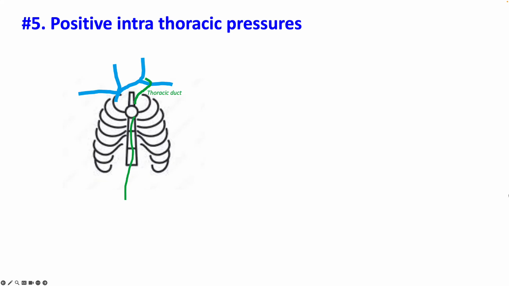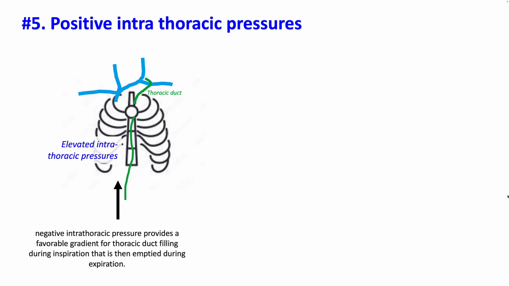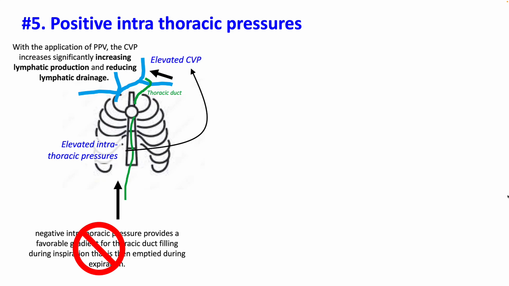Positive intrathoracic pressures can also adversely affect lymphatic flow. You need negative intrathoracic pressure, which provides a favorable gradient for thoracic duct filling during inspiration. When you apply positive intrathoracic pressure, this beneficial effect is lost, resulting in decreased lymphatic flow. Increased intrathoracic pressures also elevate CVP as some of the pressure is transmitted to the venous system.